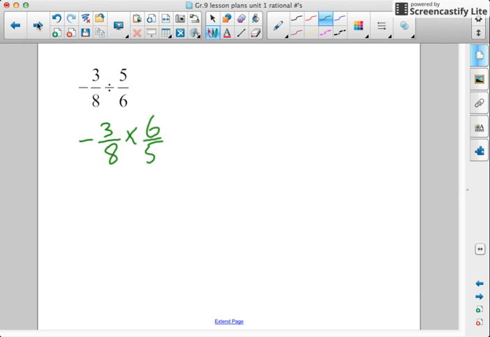Now at this point, after you make it a multiplication question, you can use the canceling method to do your multiplication. It's no longer a division question. So 2 would go into the top and the bottom. So if we divided 8 by 2, you'd get 4. If you divided 6 by 2, you'd get 3. Now I'm just multiplying. So negative 3 times 3 is negative 9. 4 times 5 is 20. So that is what you would get.